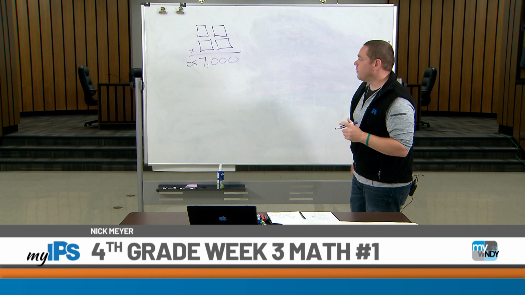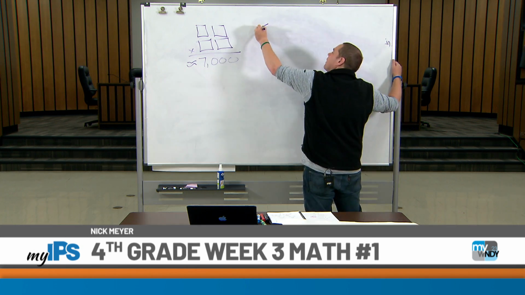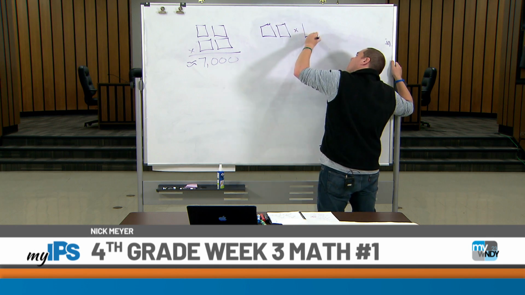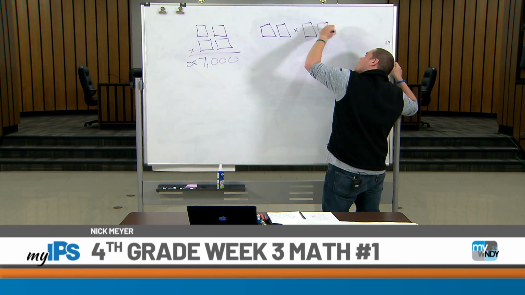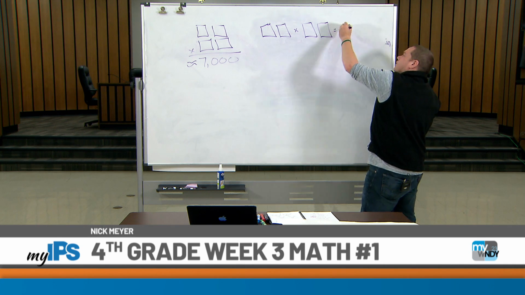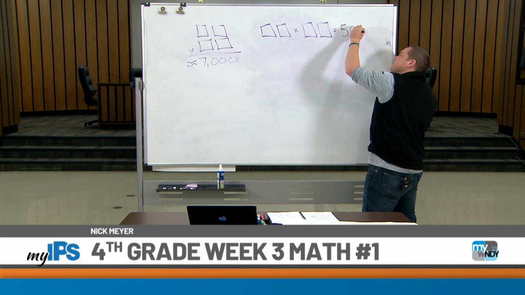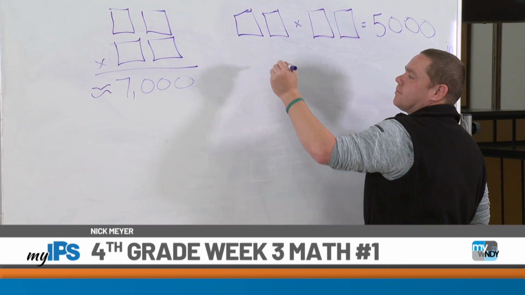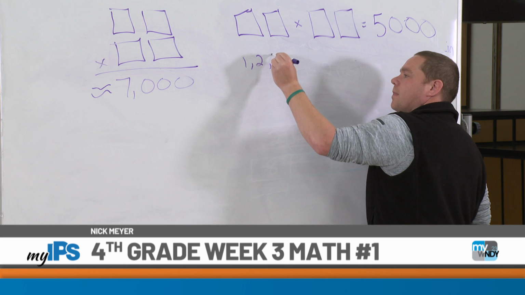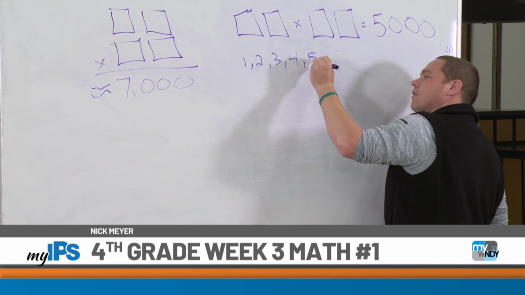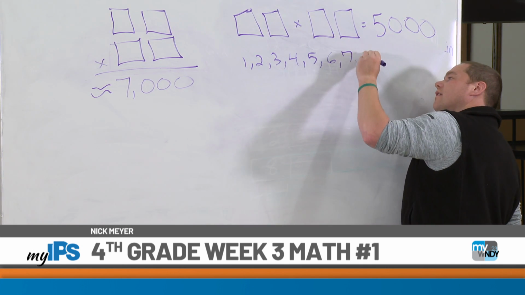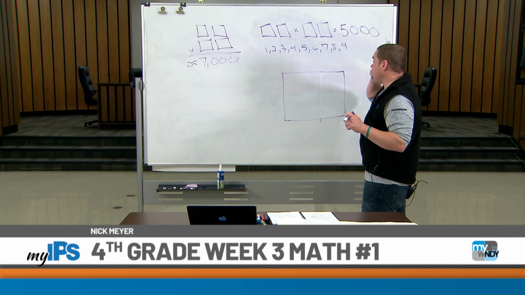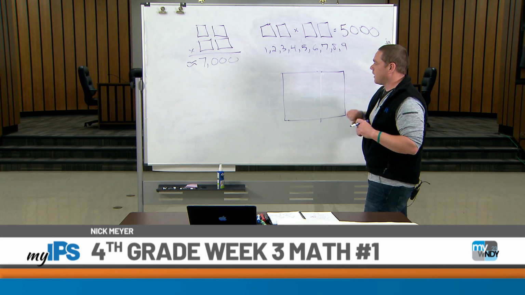I'm going to look at this a different way. Let's go with, for my example, we're going to try to get as close to 5,000. So I have the digits 1, 2, 3, 4, 5, 6, 7, 8, 9. So we're going to use an area model to try to see how close to 5,000 I can get.